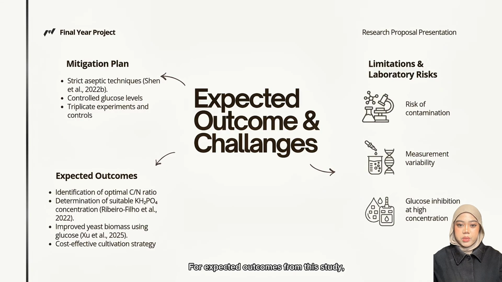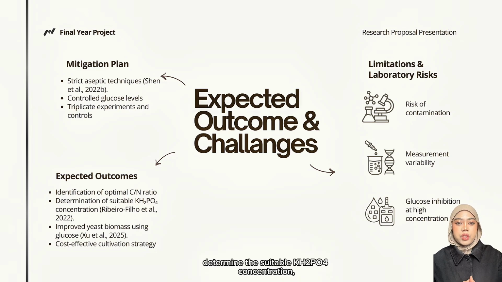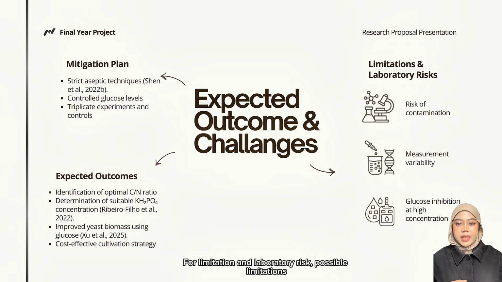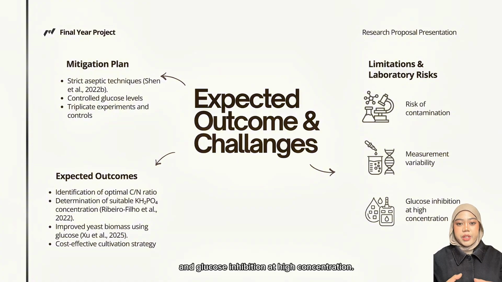For expected outcomes from this study, I expect to identify the best CN ratio, determine the suitable KH2PO4 concentration, achieve improved yeast biomass using glucose, and develop a more cost-effective cultivation strategy. For limitation and laboratory risks, possible limitations include contamination risk, measurement variation, and glucose inhibition at high concentration. So to overcome these issues, strict aseptic technique will be applied and glucose level will be properly controlled, and also the experiments will be performed in triplicate with proper controls.